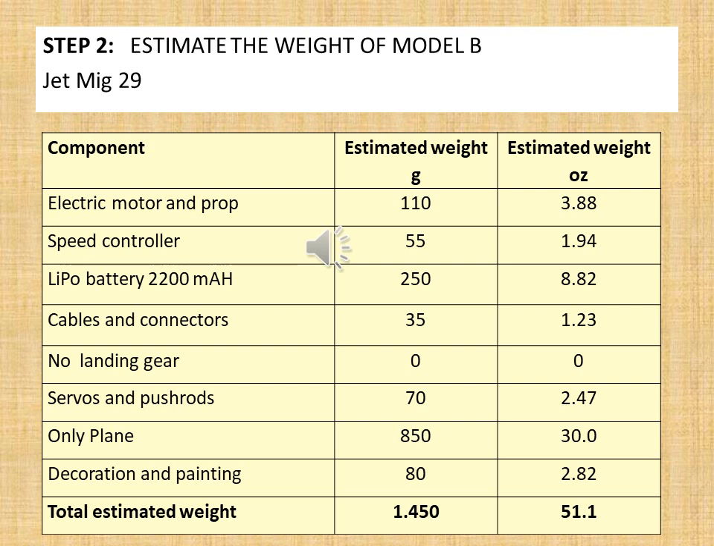Step 2. Estimate the weight of Model B, the MiG-29 jet. The table shows an estimate of the weight considering the different components of the plane, including the empty plane itself. The total estimated weight is 1,450 grams or 51.1 ounces.